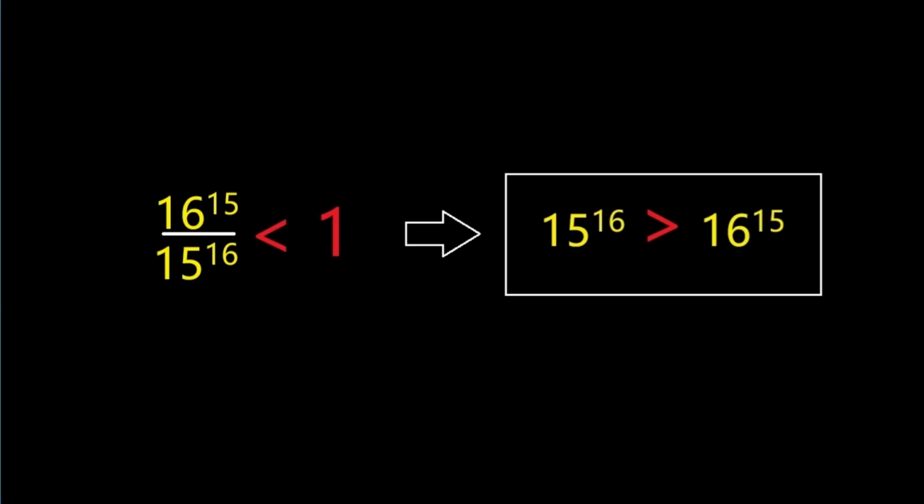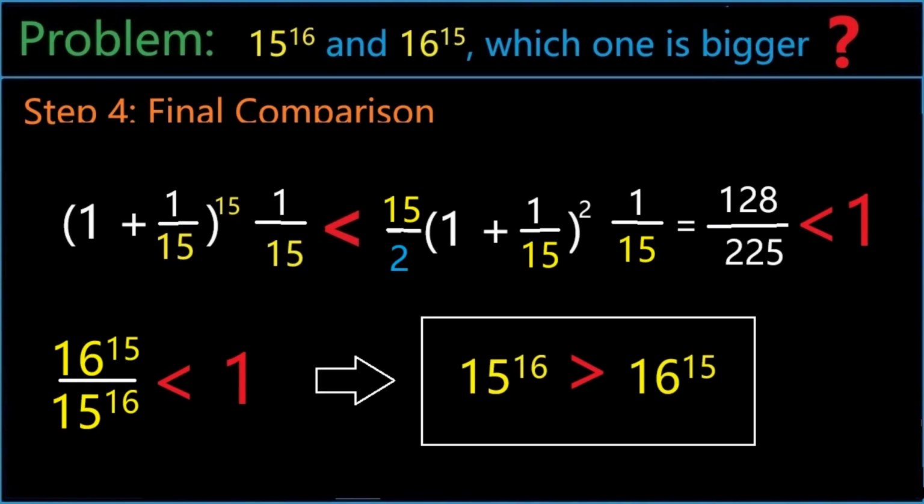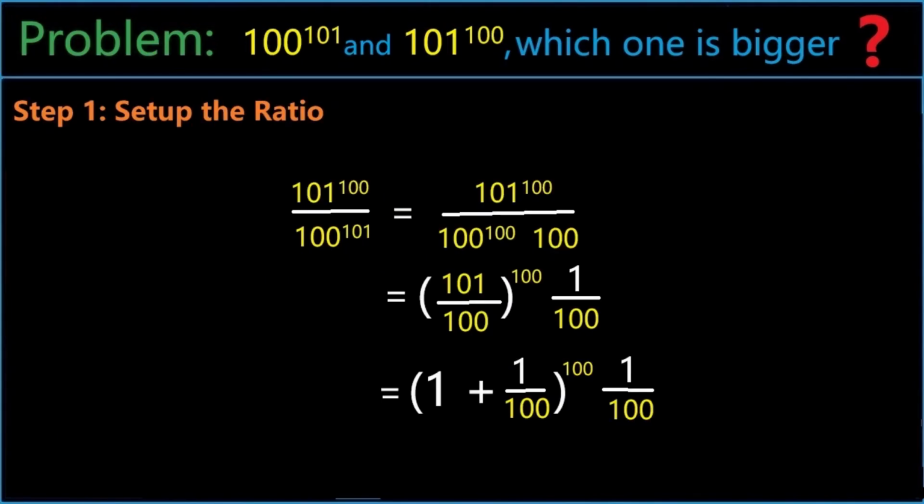That means 16 to the 15th divided by 15 to the 16th is less than 1. So the conclusion is clear, 15 to the 16th power is greater than 16 to the 15th. Bigger exponent beats bigger base, this time. Next, scaling up, apply the same logic to 100 to the power of 101, and 101 to the 100th.